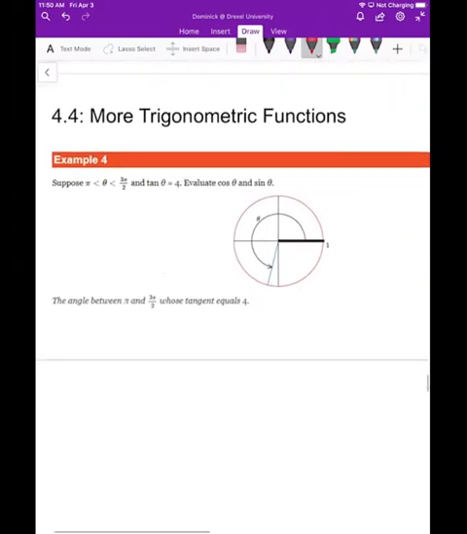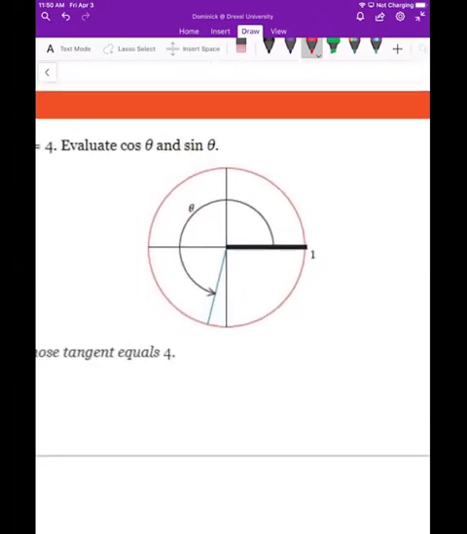Okay. So for example, let's take a look at something like this. Okay. Now we're given that our angle is in quadrant 3.